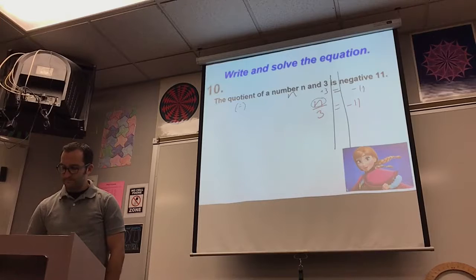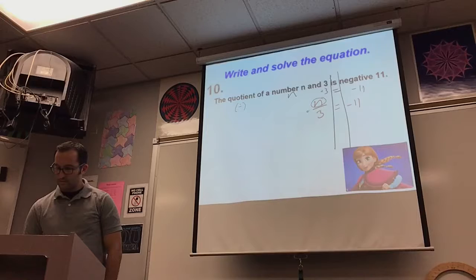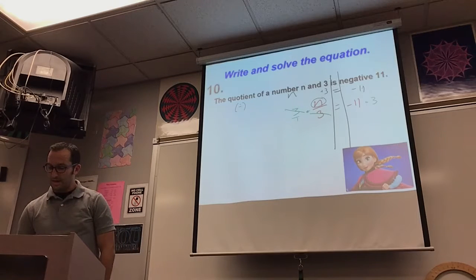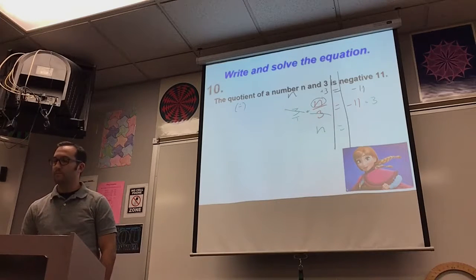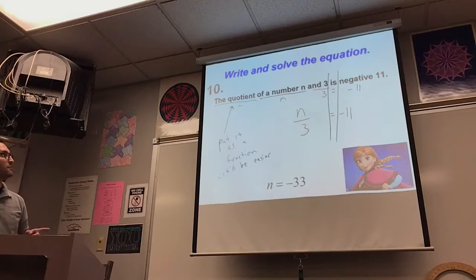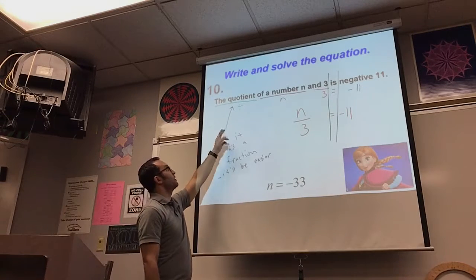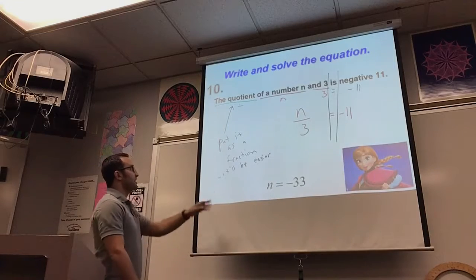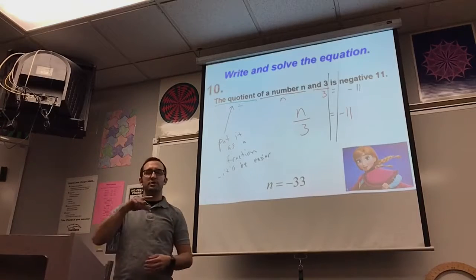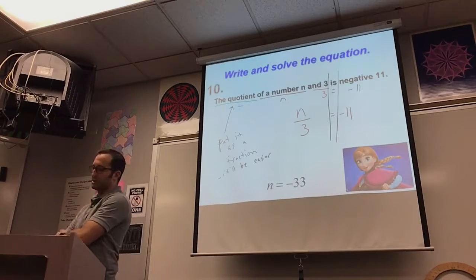Circle my variable. What am I going to multiply both sides by? Times 3. And if you want to see the cross cancel, it's because you can put 3 over 1, and the 3's will cross cancel. N equals negative 33. Okay? So whenever you see the word quotient or a division problem, putting it as a fraction, I recommend it. It will be easier. In the long run, it'll be easier if you can start recognizing division as fractions.